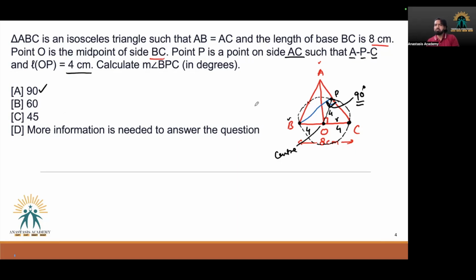We don't have to use any other property, just a single observation that from this point I can draw three radii, right? Two are given, but to arrive at this point we have to know the properties of an isosceles triangle, correct? That when I join the vertex and this midpoint, it is a perpendicular bisector. Then this is the smartest approach to solve this question: let's just make a circle with O as the center. The correct answer is option A.